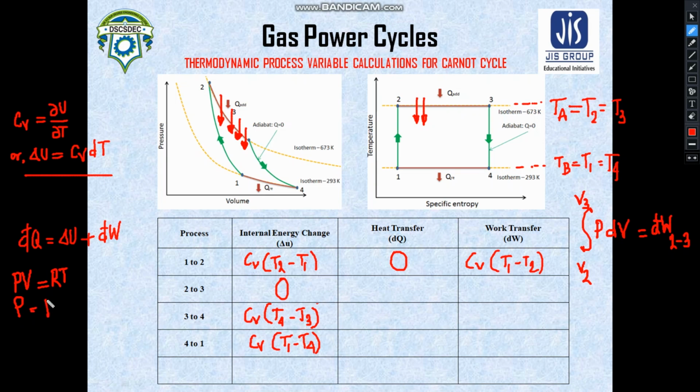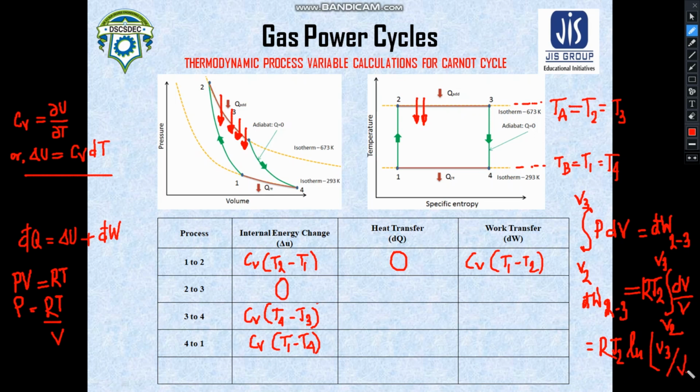So P can be written as RT by V. I'm not going into the details, so it will be RT, whether RT2 or RT3, whatever you wish, or better to write RT2 into dV by V. So integration of dV by V from state point V2 to state point V3. Now the integration would give you RT2 ln of V3 by V2. Okay, so this is the work done for the process 2 to 3.